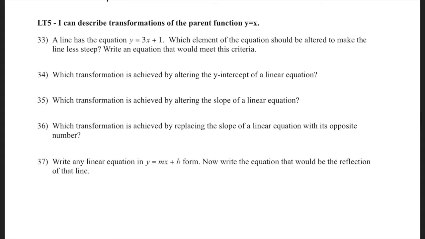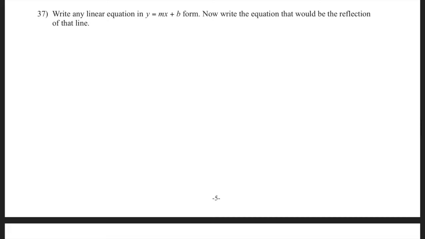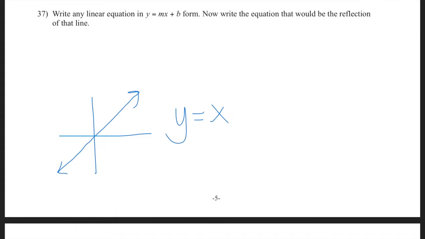Here we go, transformations. So transformations of the parent function y equals x. Y equals x is called the parent function because it is the graph of the perfect 45-degree diagonal line. It's called the parent function because it's the simplest possible linear equation. You have a 0 y-intercept and a slope of 1. So it's the simplest form of the equation.